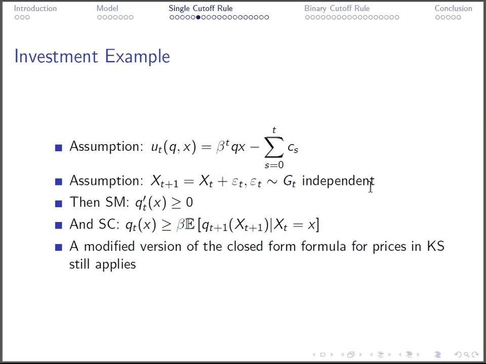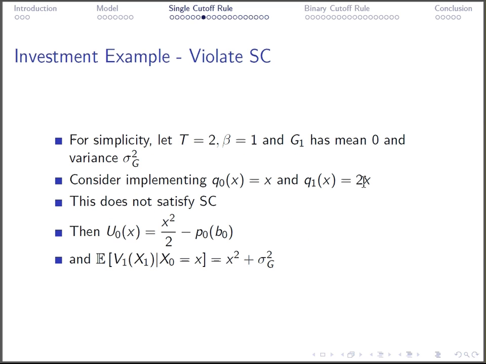In any case, we should take a look at why that single crossing condition must hold. So I will give one example. Suppose there are only two periods, the discount is 1, and the G function, the random additive part, has mean 0, which makes it kind of a martingale. And suppose in the first period we want to implement x. In the second period, we want to implement something larger.